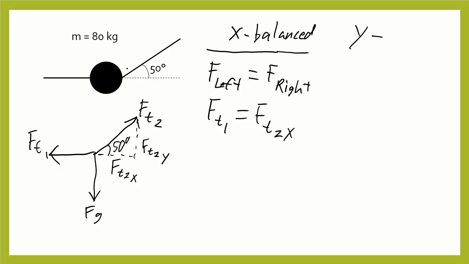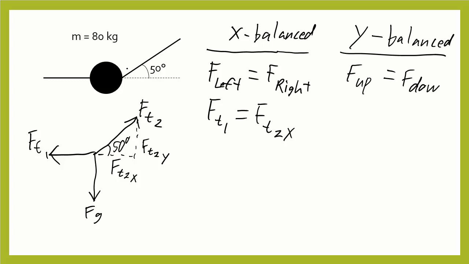Okay, now in the y direction, just like with projectile motion, we had to analyze each direction separately. So you can have balanced forces in one direction and unbalanced forces in the other direction. But in this case, with a stationary object in the y direction, they are also balanced. So I can go ahead and, similar to saying left equals right, I can also say that all the up forces will add up to equal all of the down forces. In this case, our up force is the y component of tension 2, and the down force is gravity.